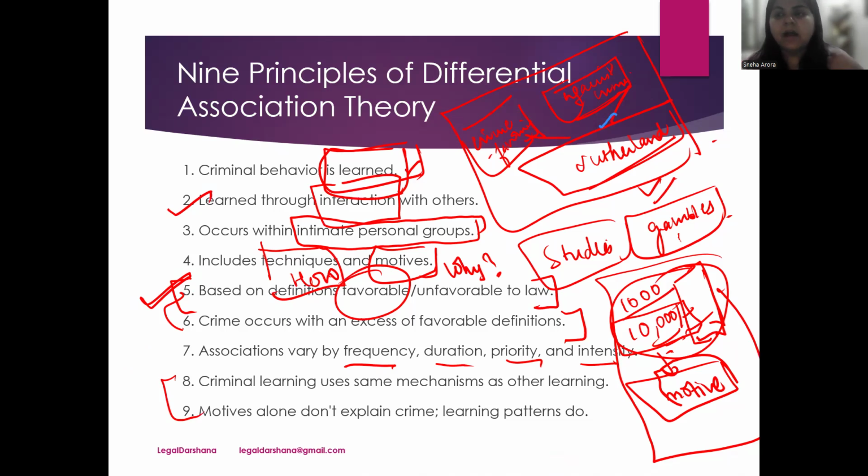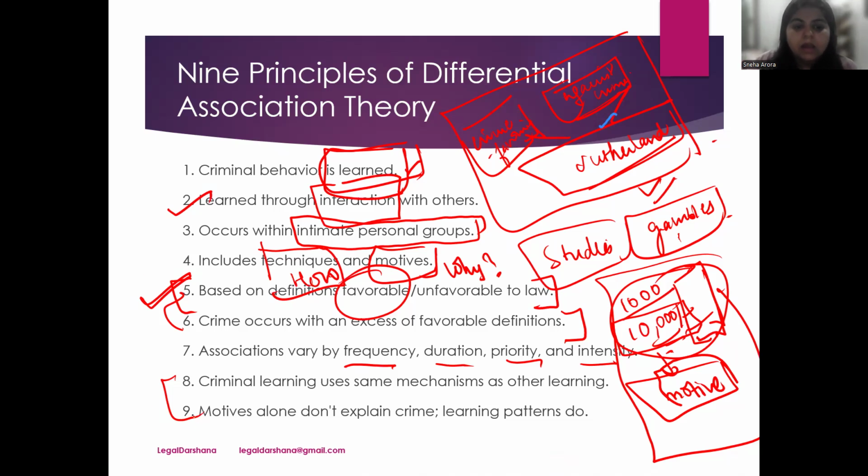So for example, if I want to learn law, what I'm going to do is observe, read judgments, look at videos, follow the statutes, etc. Similarly, Sutherland says one learns to do crime in a similar manner, similar to how you will learn any other thing. So I'll observe my intimate group. I will observe what kind of consequences are happening, what kind of events are happening, and then I will learn the act of doing crime.